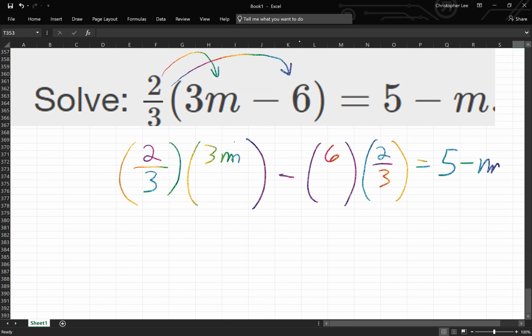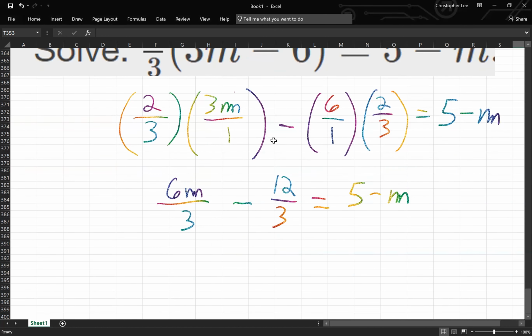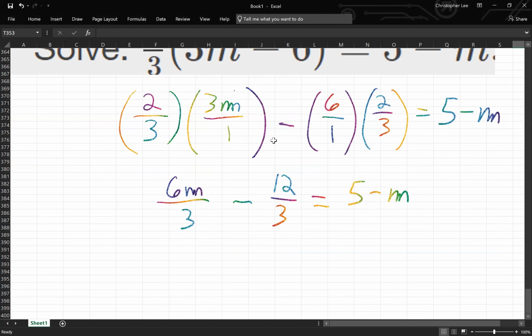Now remember, whenever you have an integer, a whole number, you can always write it over 1 to help you do the multiplication. We multiply straight across. 2 times 3m is going to give me 6m over 3, minus 6 times 2, that's going to give me 12 over 3, is equal to 5 minus m, right? Next, let me reduce this a little bit just to make the math easier. 6m divided by 3 will give me 2m. Bring down that minus sign. 12 divided by 3, I believe, is 4, right?